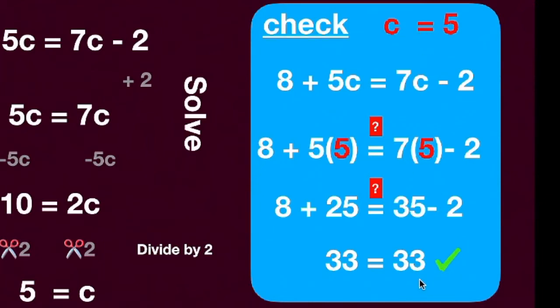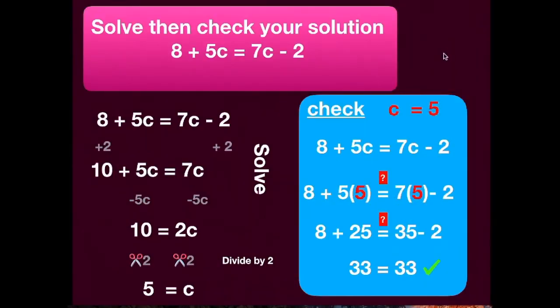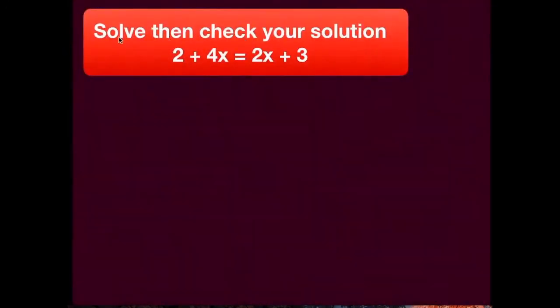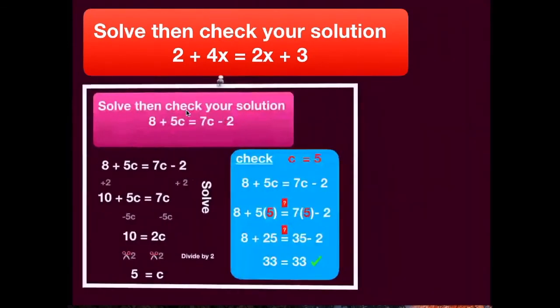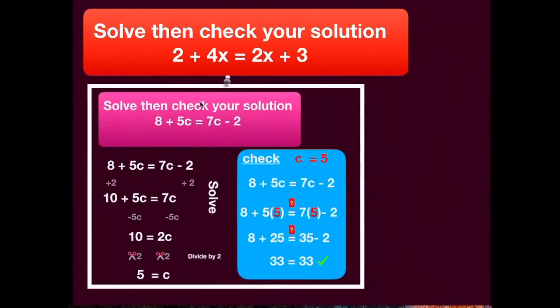Okay, that's it. This is what you need to know. Now it's your turn to try another question. This is the question. An equation with a known x on both sides. On each side, 2 plus 4x equals 2x plus 3. You need to solve and check. Here is the previous equation with the solution. You can help yourself by referring to it to solve this question. Pause the video please and try hard.